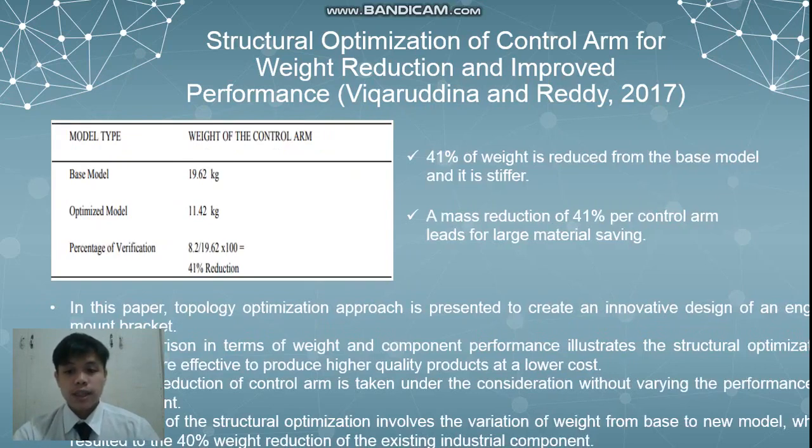For the weight reduction, it is seen that the weight of the lower control arm has been reduced from 19.62 kilograms to 11.42 kilograms, which means that 41% of the weight is reduced from the base model and it becomes stiffer. In this paper, topology optimization approach is presented to create an innovative design of an engine mount bracket. The weight reduction of control arm is taken under consideration without varying the performance of the component. Final comparison in terms of weight and component performance illustrates the structural optimization techniques are effective to produce higher quality of products at a lower cost.